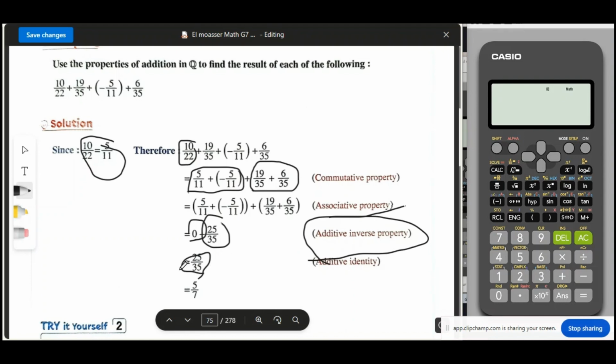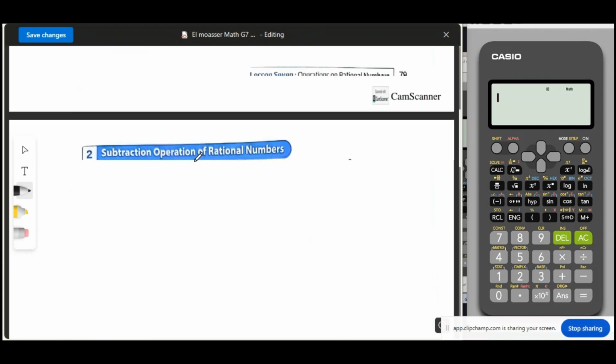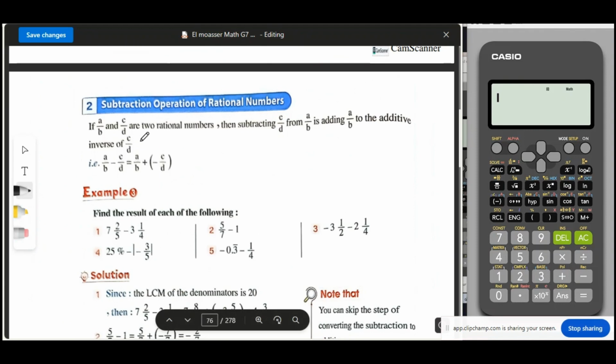Now you just don't forget to write it like this. Make sure you simplify. Simplifying is important. If you did not simplify, you will lose a lot of marks in the exam. Be careful. It's good here. Subtraction is the same.